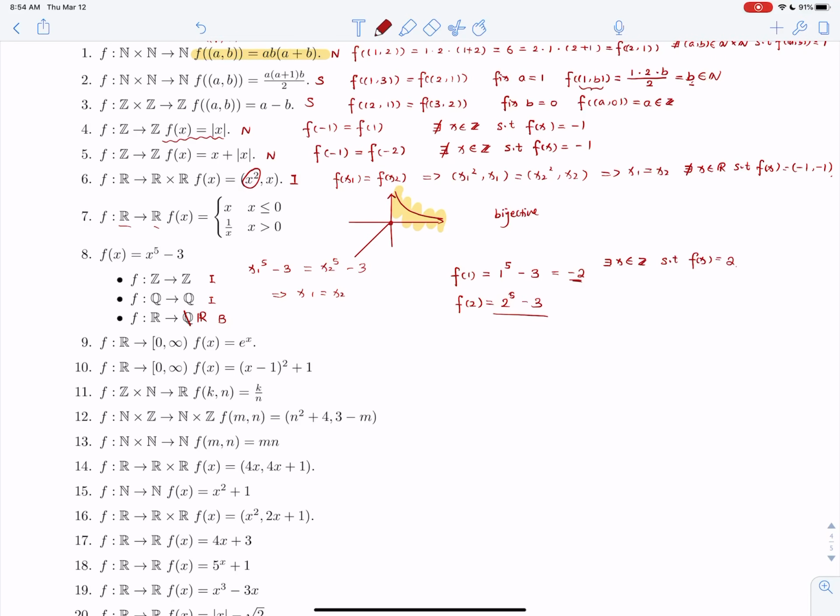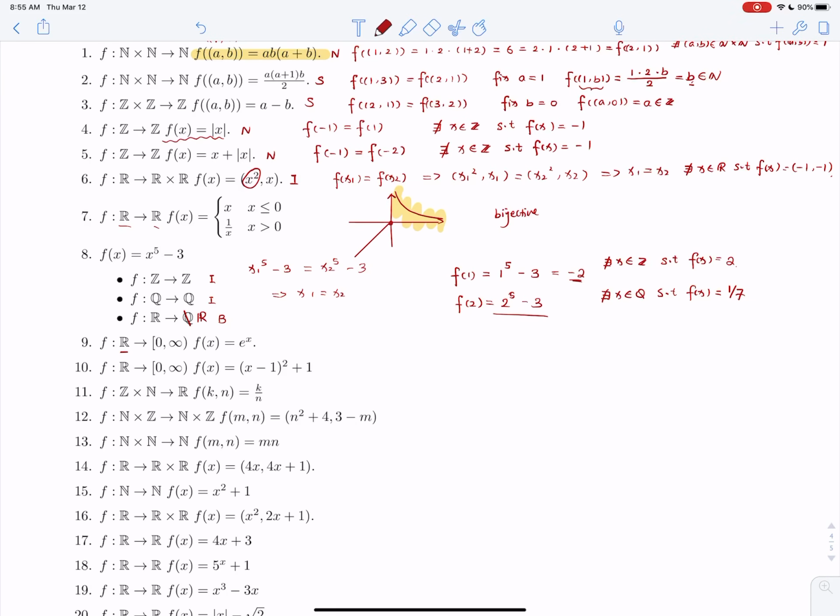Same idea for the second one. We can say there does not exist x in the rationals such that f of x maps to, let's see, 1 over 7. Okay, I think it works. Yeah, it works.